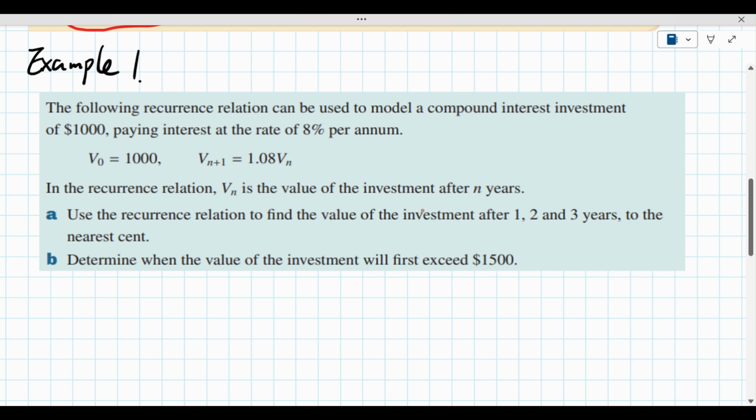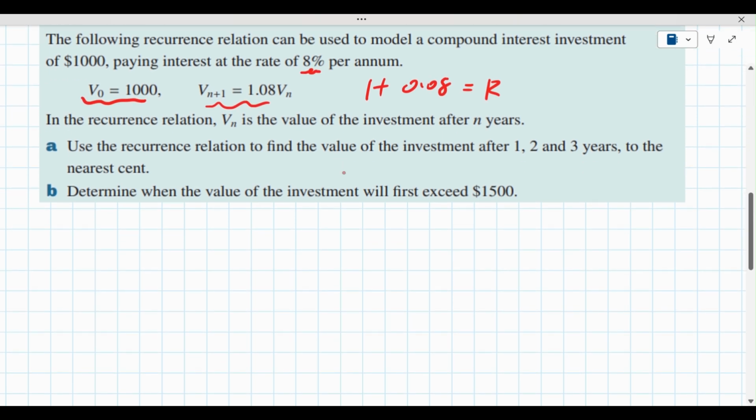The following recurrence relation can be used to model compound interest on an investment of $1,000 paying interest at a rate of 8% per annum. You start with $1,000 and each year you increase by 8%, which is 0.08. That's why R equals 1 plus 0.08, and this is your recurrence relation. So we need to know how many years and how the investment grows. Question A: using the recurrence relation, find the value of the investment after 1, 2, and 3 years.